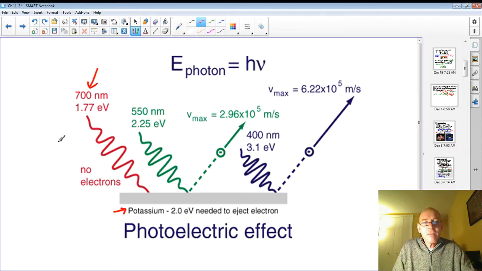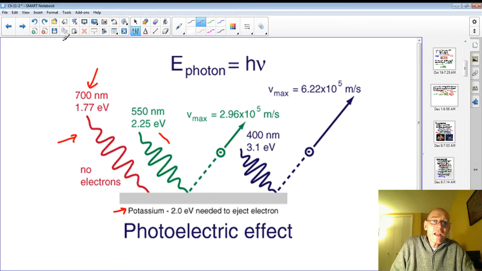And it doesn't matter how bright you make this light. If it's a really bright beam of red light, no electrons will move. But even if it's a tiny, dull, very dim light of this green incoming light, I should show that in green, but you get the idea, then an electron will move.